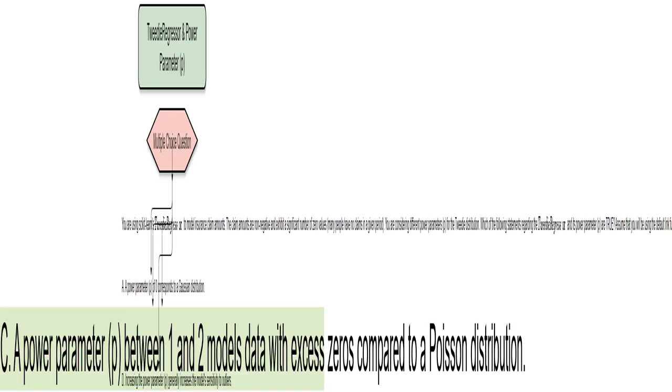When p falls between 1 and 2, the TweedieRegressor uses what's called a compound Poisson gamma distribution. This is useful when you're dealing with data that has a lot more zeros than you'd expect from a typical Poisson distribution. This is common in insurance claims data because many people will have 0 claims in a given period. This special type of distribution is really good at handling those extra zeros.